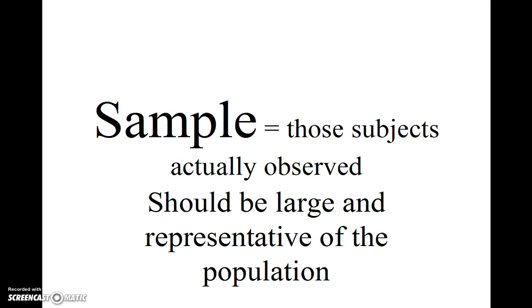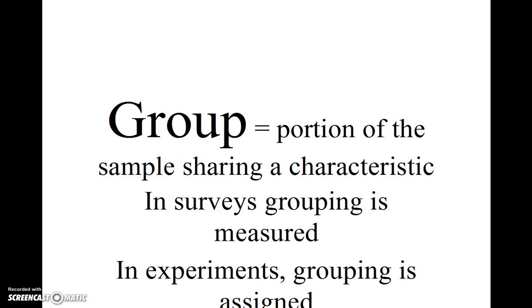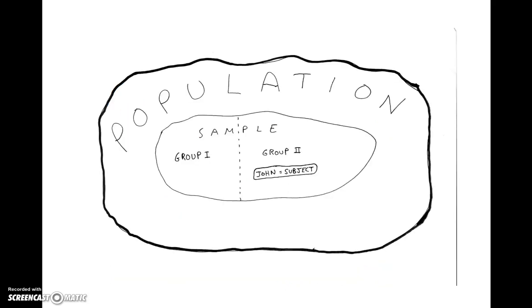The sample is obviously going to be smaller than the population. The sample constitutes those subjects actually observed. A good sample should be large and representative of the population. Now, a group is a smaller portion of that sample, sharing a specific characteristic. In surveys, the grouping is simply measured. In experiments, grouping is actually assigned.